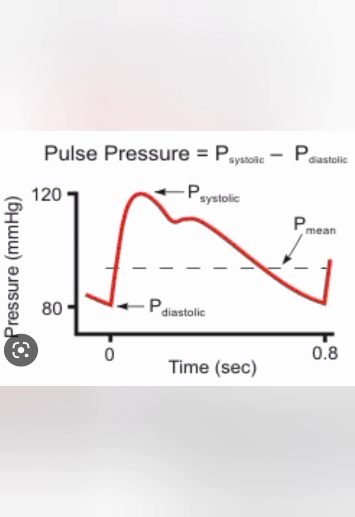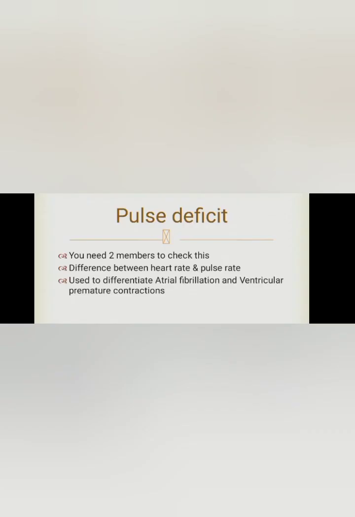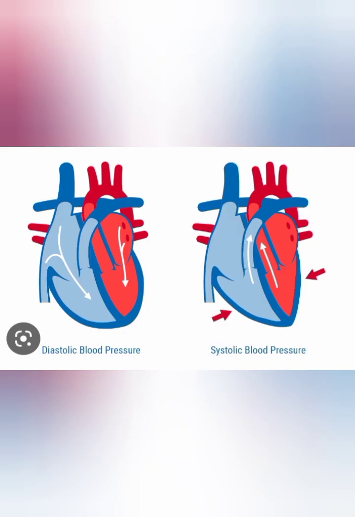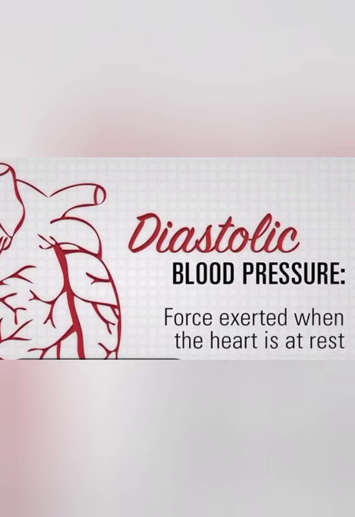Next is pulse deficit. Pulse deficit is the difference between the apical and the radial pulse. Systolic means when the blood vessels contract, the sound heard is called systolic. When the relaxation of blood vessels occurs, the sound is called diastolic.